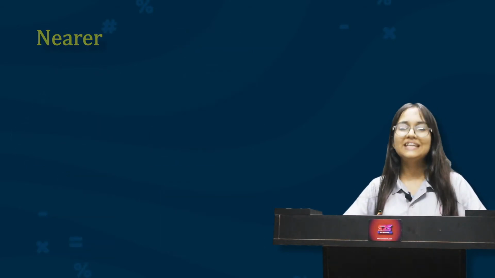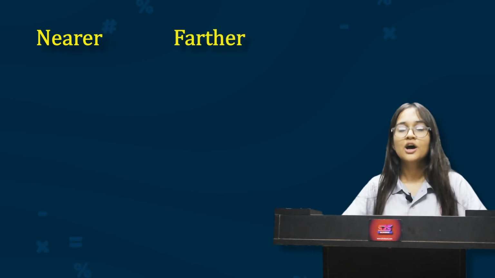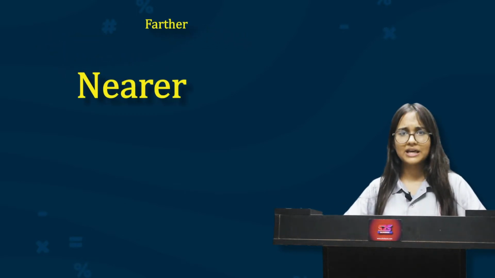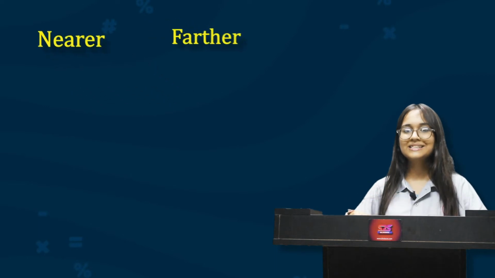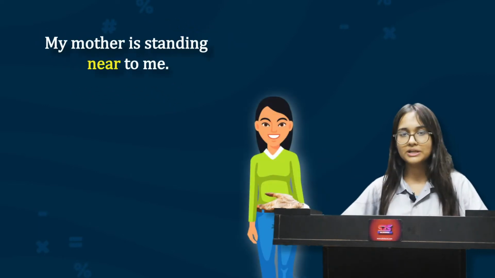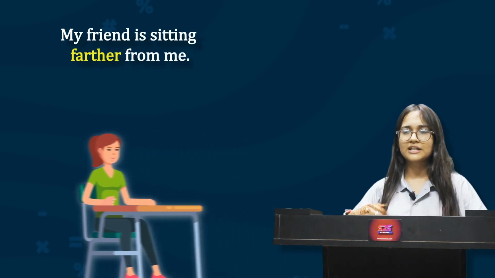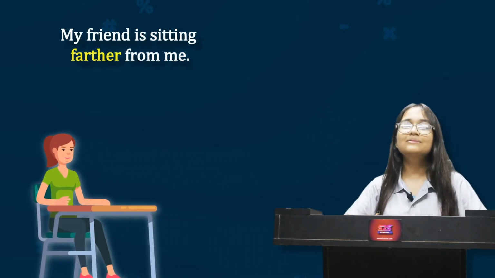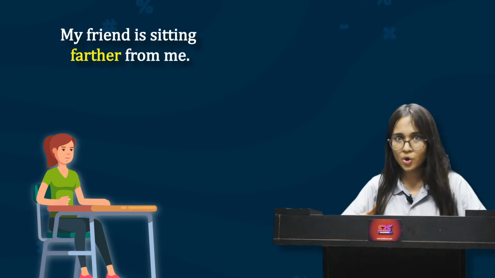Then we have nearer as well as further. So that means nearer is something which is close to us. That means a boy is standing near to me or my mother is standing near to me. And when I say further, it means that something is quite away from me. Suppose I can say that my friend was sitting further from me. That means my friend was not sitting close to me.